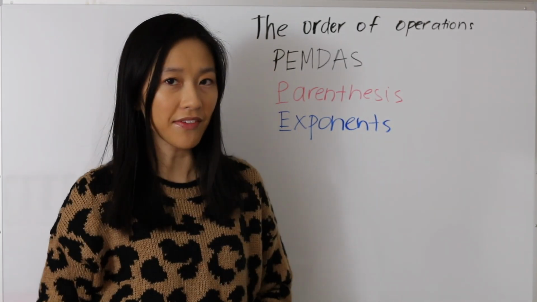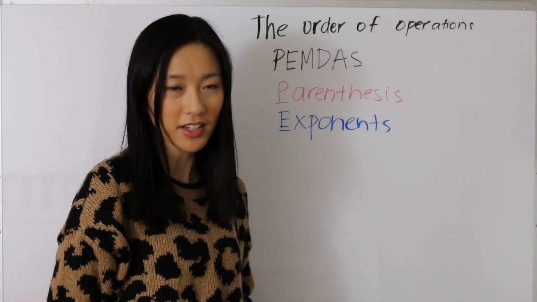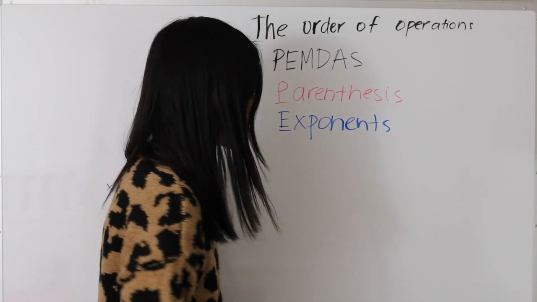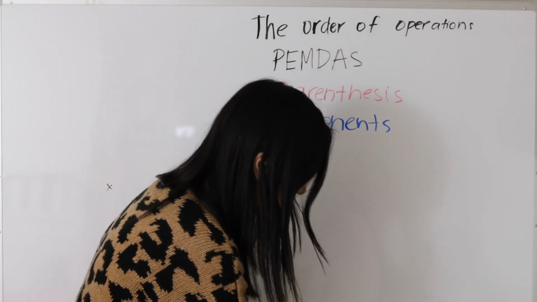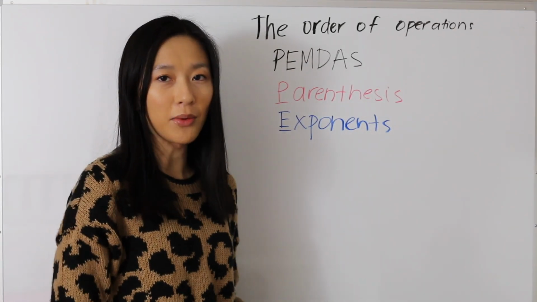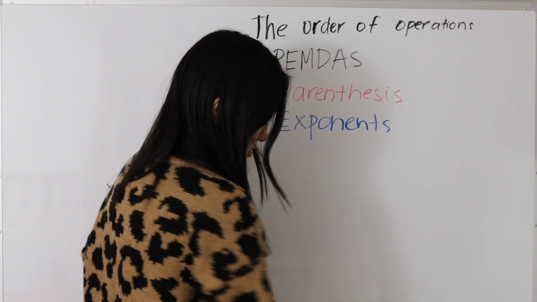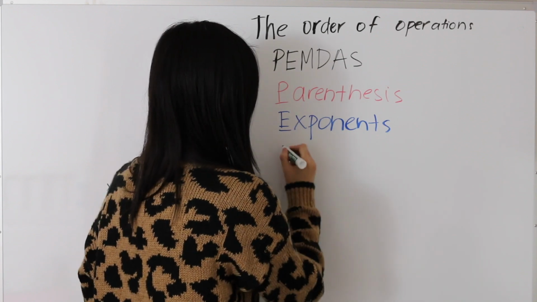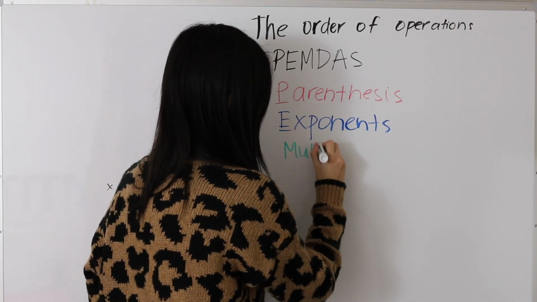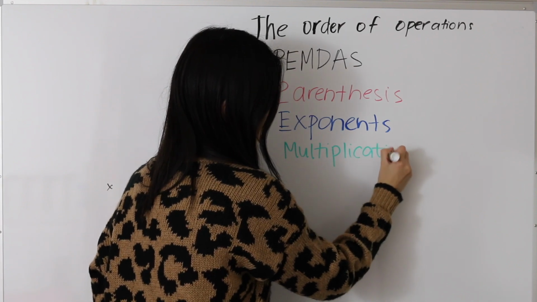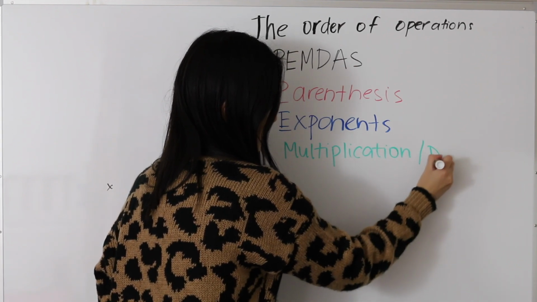And then the next thing we have is multiplication or division. The two are equal in ranking in terms of priority. So whenever we have multiplication and division, we evaluate it from left to right.